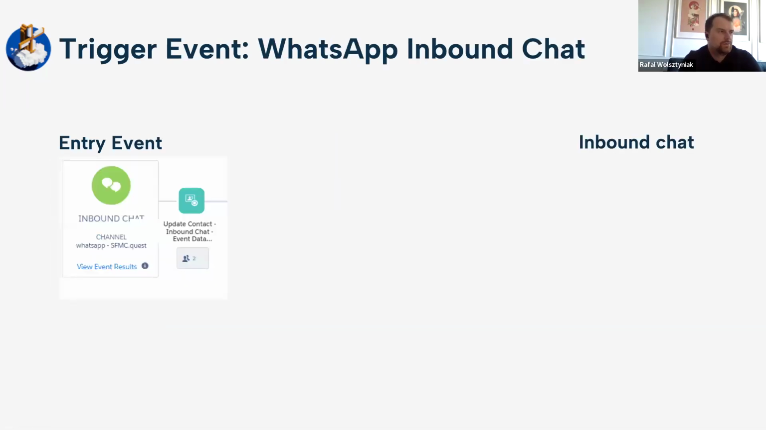And I was also curious if we can grab data from the WhatsApp inbound chat entry event. So I tested it with a basic journey. So update contact immediately after the inbound chat entry event.